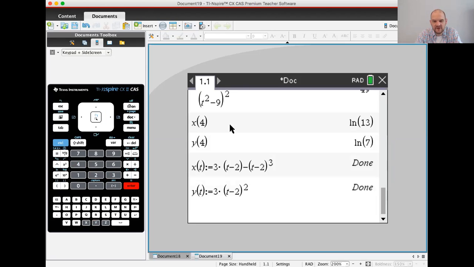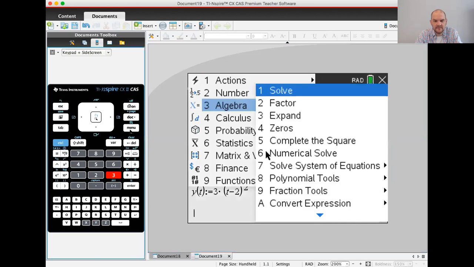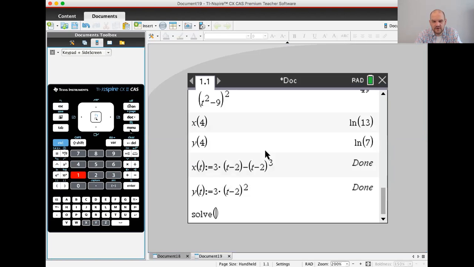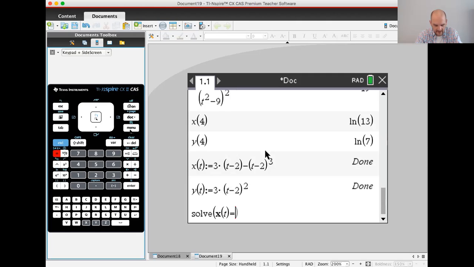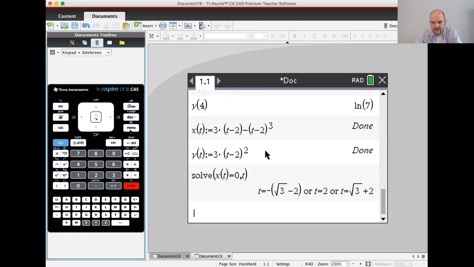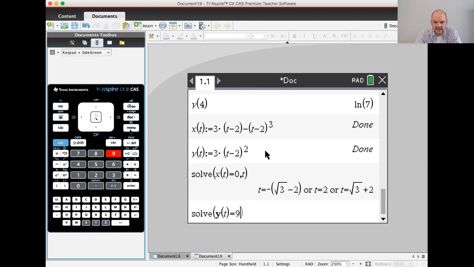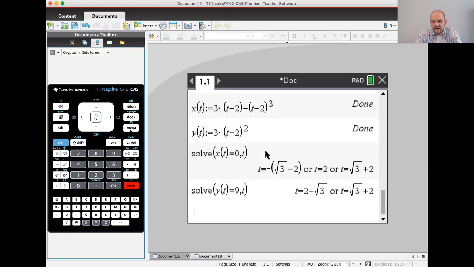All right, I need to figure out. So I'm going to do menu 3.1, because this is how I always do it. x of t equals 0 for t. And so you get those. That's not super great. Then I want to solve y of t equals 9 for t. Oh, that's interesting. So it's the 2 weird ones that showed up twice.